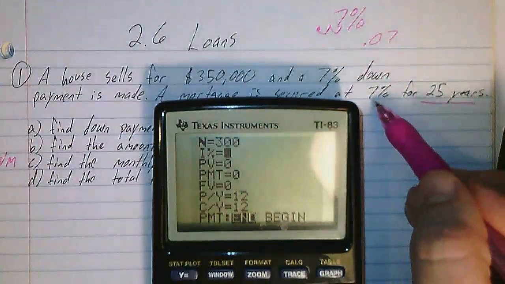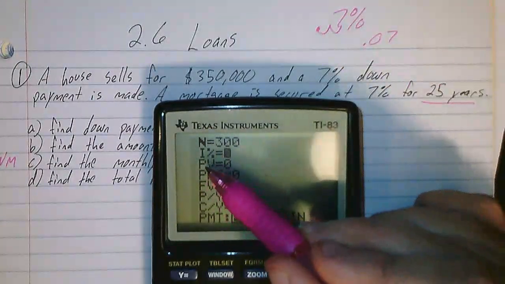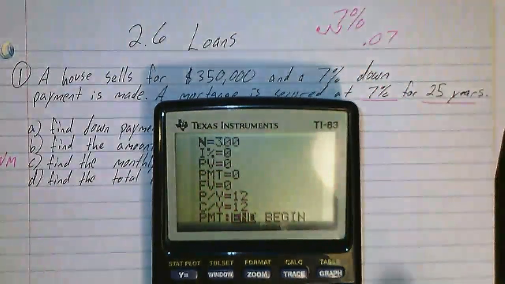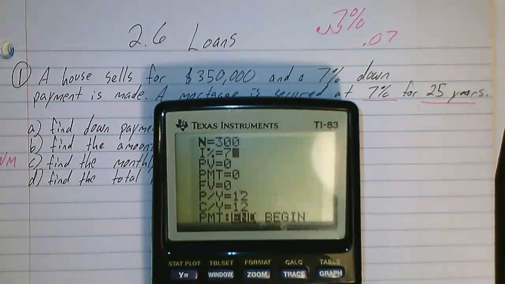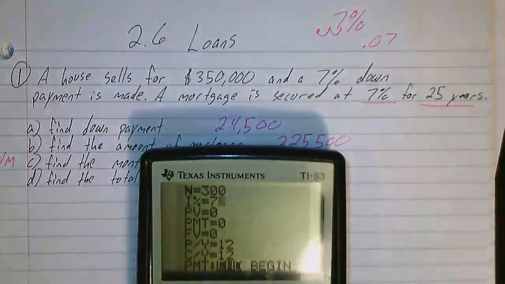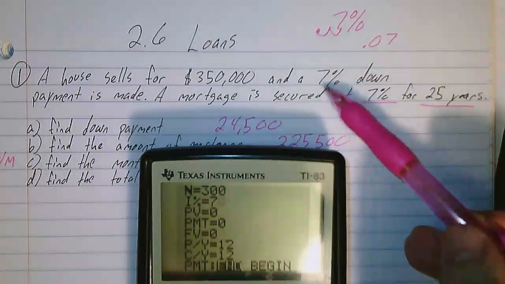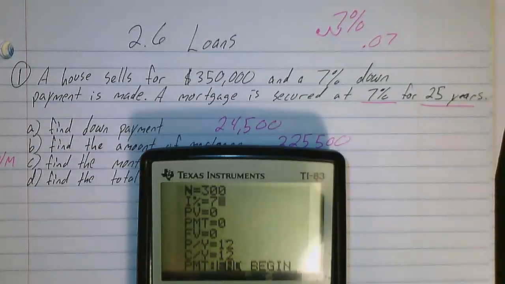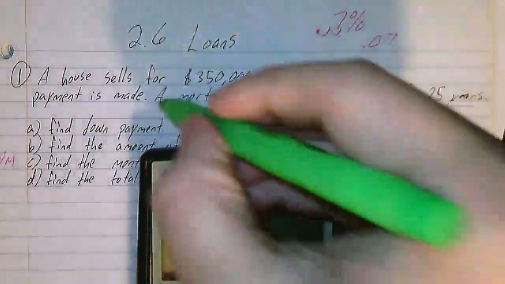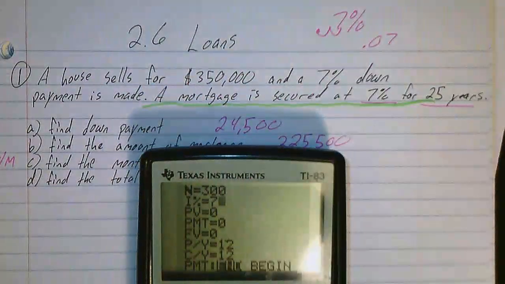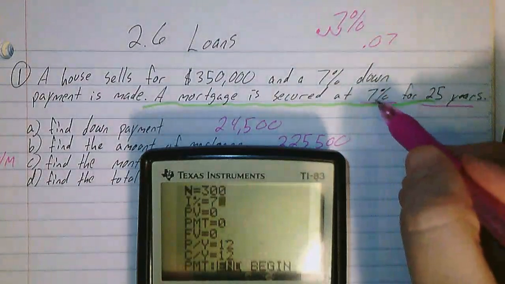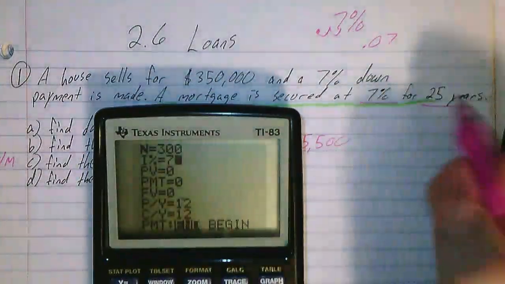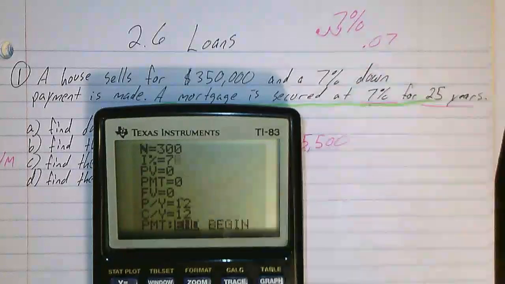I is interest rate as a percentage. So it's that 7 right there. You'll have two percentages in these problems. The first one refers to the down payment, which we already calculated as part A. And then in the second part of the problem, a mortgage is secured at 7%. That's describing the loan. So we use this percentage here. I know they're the same in this particular problem, but use that percentage.